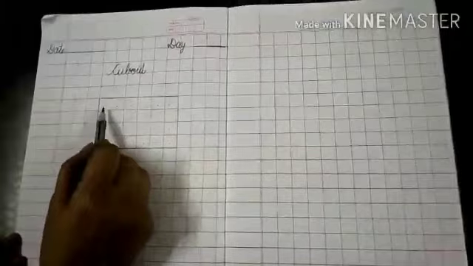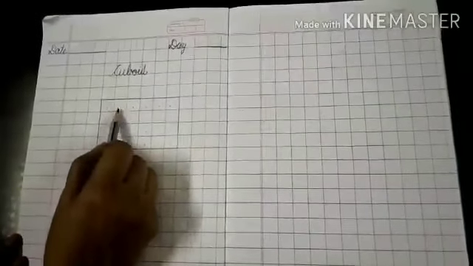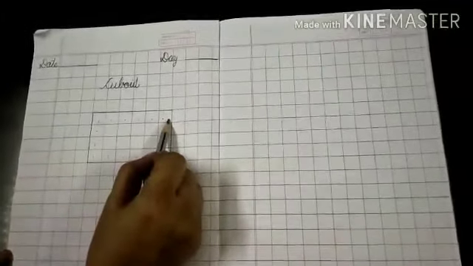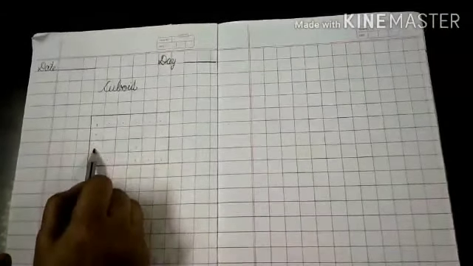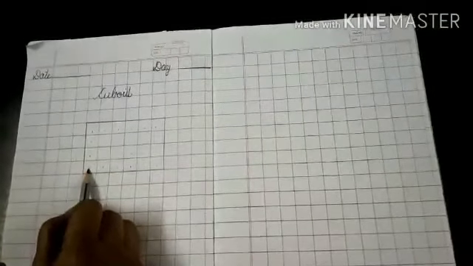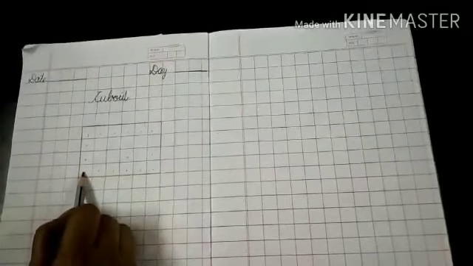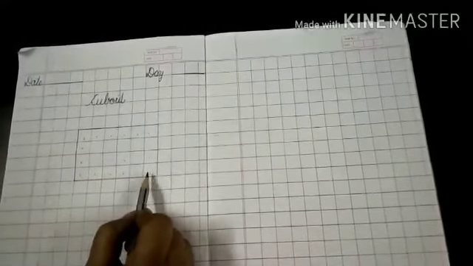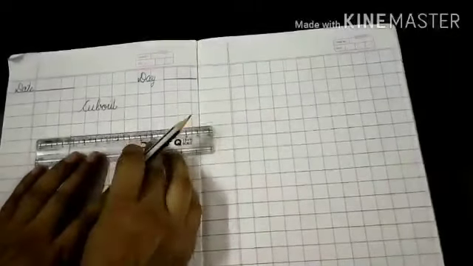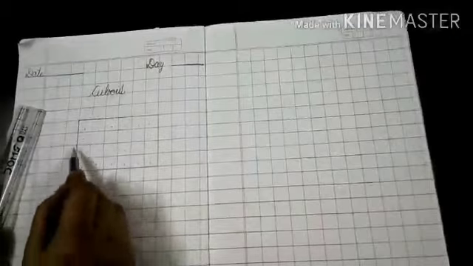Now students, we will mark 6 dots horizontally and 4 dots vertically. Again, we will draw 6 dots horizontally and 4 dots vertically. And then we will join the lines by using a scale or ruler, like I have already joined. Now students, this is a rectangle.